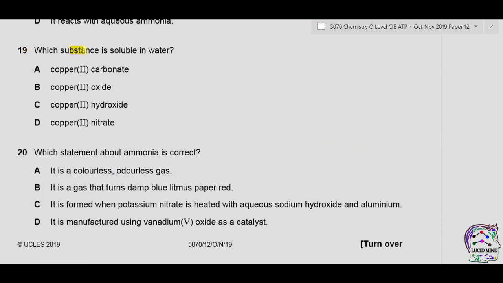Question 19. Which substance is soluble in water? A is copper 2 carbonate. It is insoluble. B is copper 2 oxide. This is also insoluble. C is copper 2 hydroxide. This is also insoluble. D is copper nitrate. This is soluble because we know that all nitrates are water soluble. The answer is therefore D.